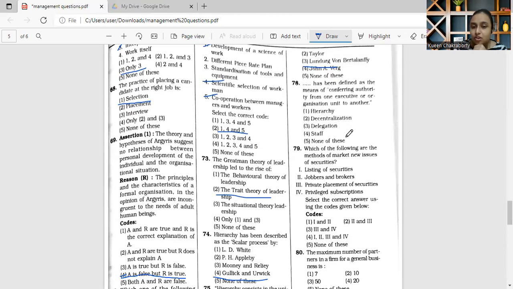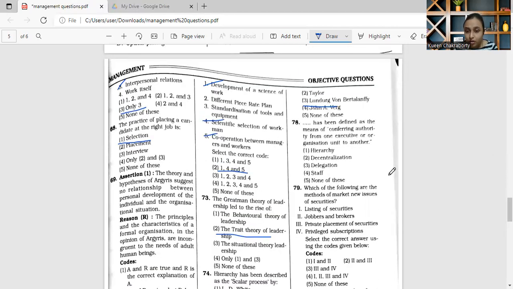Next, we have question number 78. Dash has been identified as the means of conferring authority from one executive or organization unit to another, which is hierarchy, decentralization, delegation, staff, or none of these, which will be the correct answer.